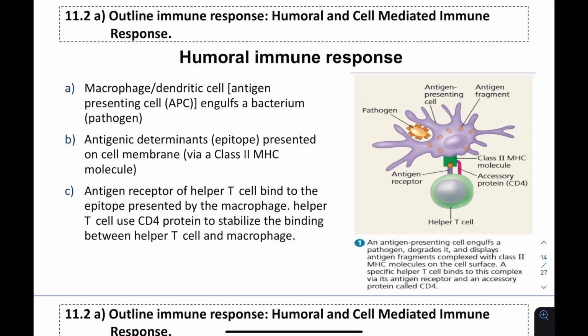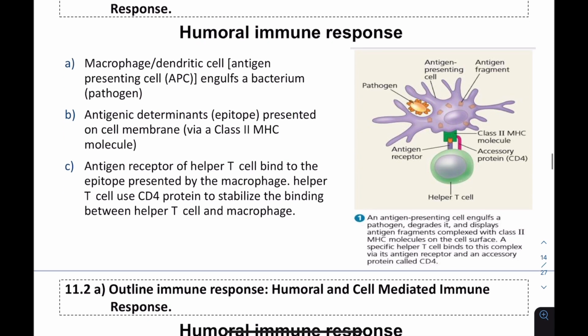Kemudian epitope ataupun antigen determinants ataupun antigen fragment will be presented on the macrophage membrane ataupun cell surface of the macrophage via a class 2 MHC molecule. So mereka present lah, as you can see from the diagram besides it. Kemudian antigen receptor of helper T cell will bind to the epitope presented by the macrophage. Kemudian helper T cell akan menggunakan CD4 protein to stabilize the binding between helper T cell and also the macrophage.